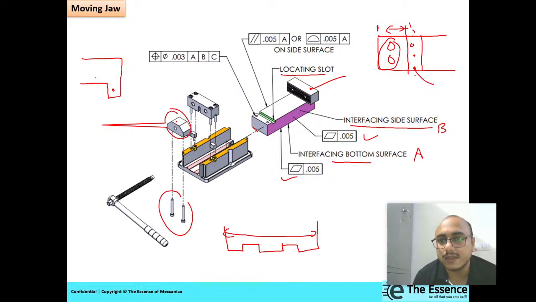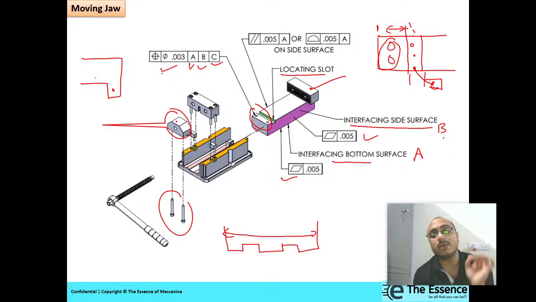What I will do, I will make this datum C, then A, B, C is there, and with that A, B, C, I will control these bolt locations. So in that way, you go ahead and study the drawings, study the functionality, and you select the datums. So this is the way to select the datum, and this is the way to decide geometric tolerances.